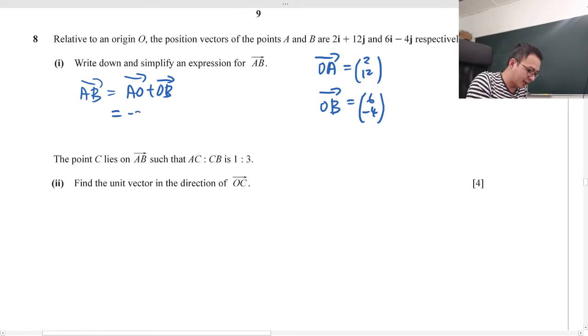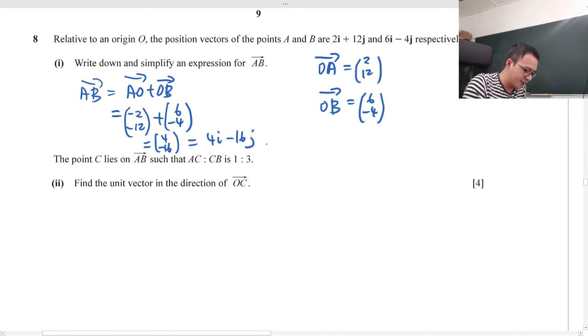AO should be negative 2 and negative 12, so add a negative for it, plus OB, which will be 6 and negative 4. So therefore, my final one should be 4 and negative 16. If you prefer i and j, you just write 4i minus 16j.